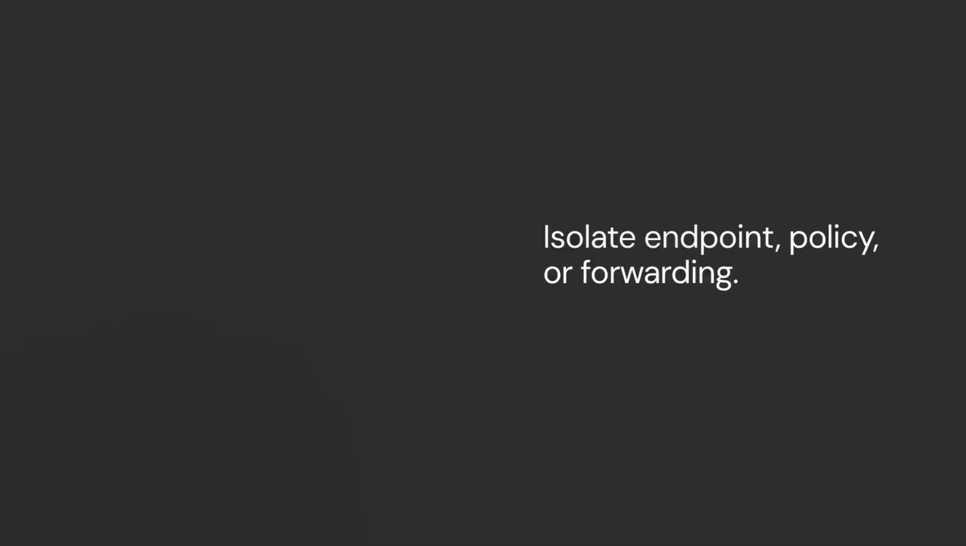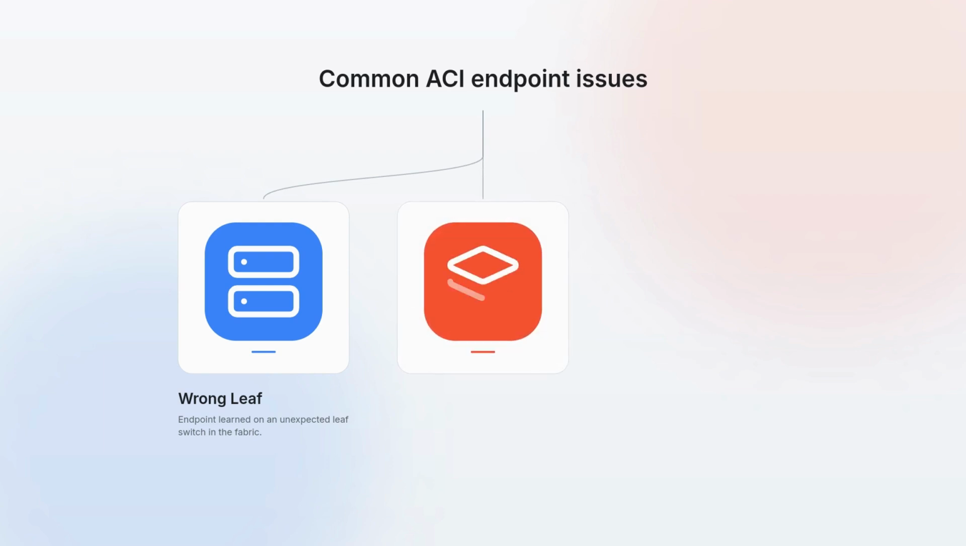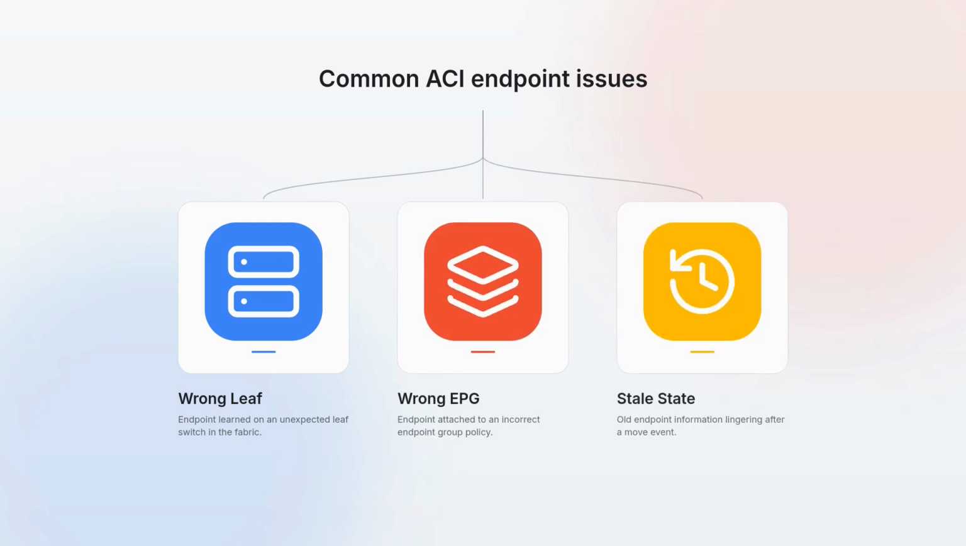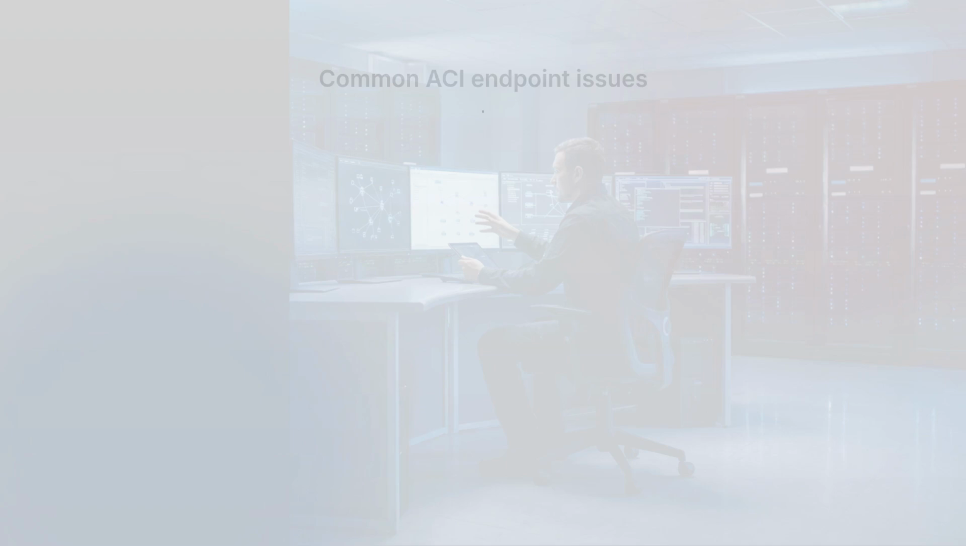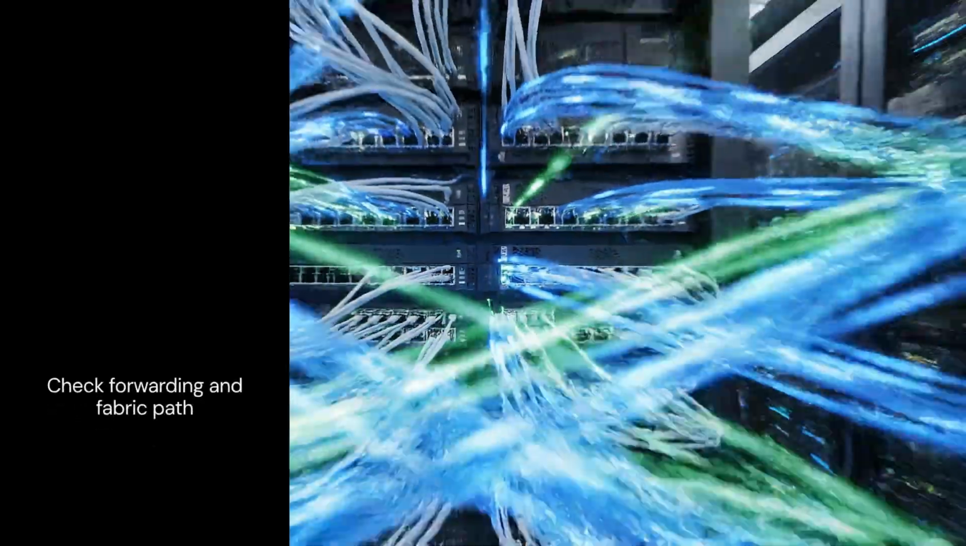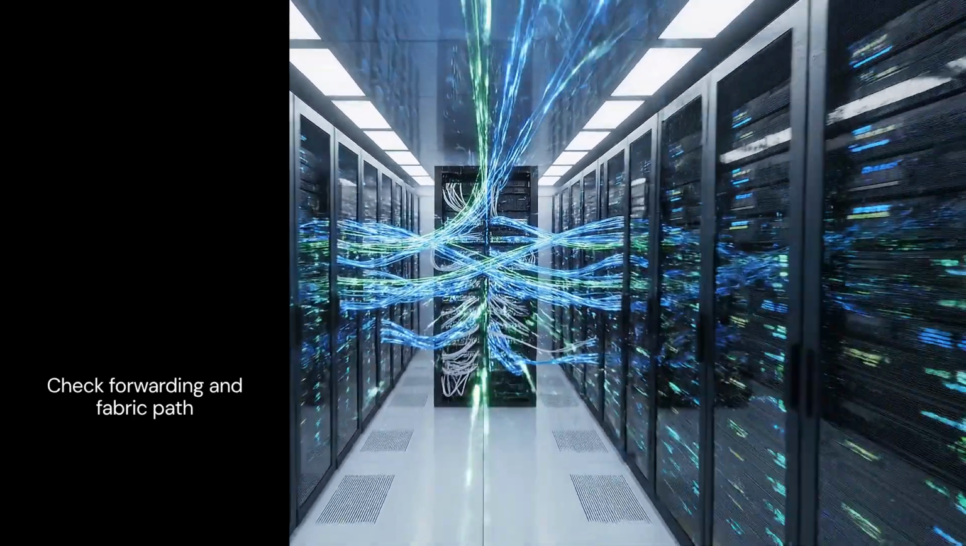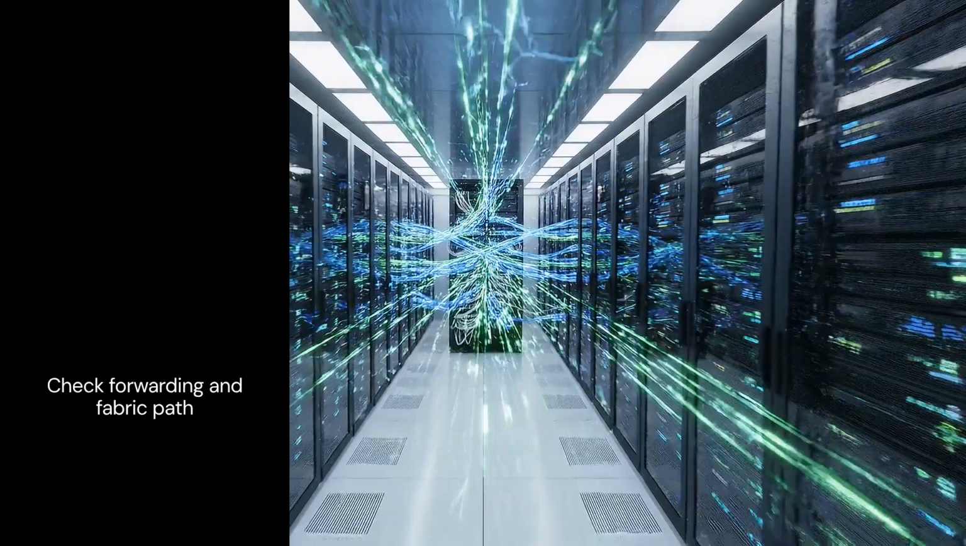Instead of hunting randomly, you narrow the problem into 3 layers: endpoint learning, policy, or forwarding. A lot of ACI problems start with endpoint state. The endpoint may be learned on the wrong leaf, attached to the wrong EPG, or still showing stale information after a move. Then come policy failures. A contract may be missing, the subject may not match, or the filter may block the protocol or port the application actually needs. And sometimes the policy is fine, but forwarding still breaks because of a bridge domain or VRF mismatch, or because the fabric path through the leaves is not behaving the way you expect.